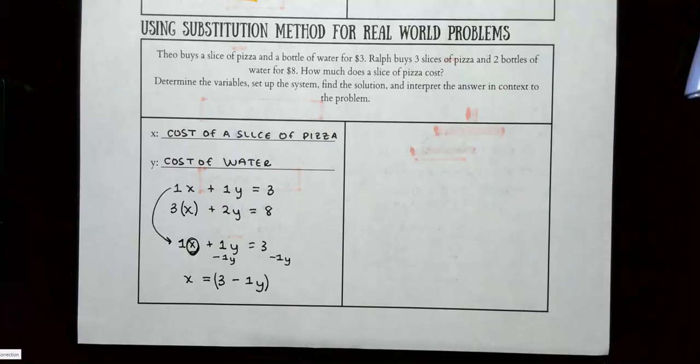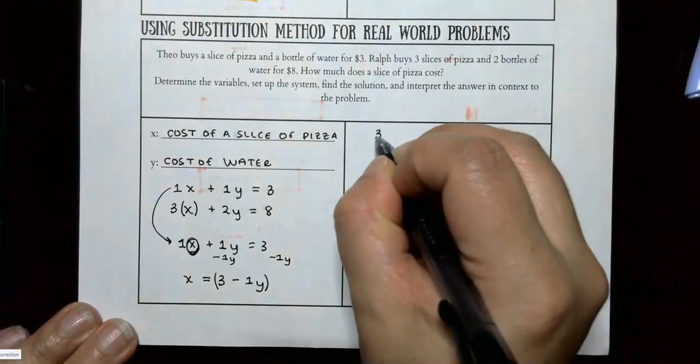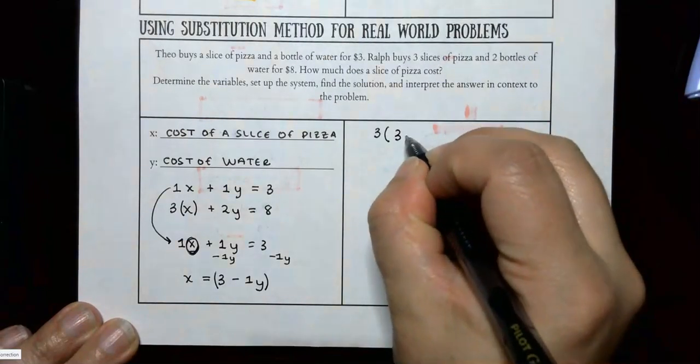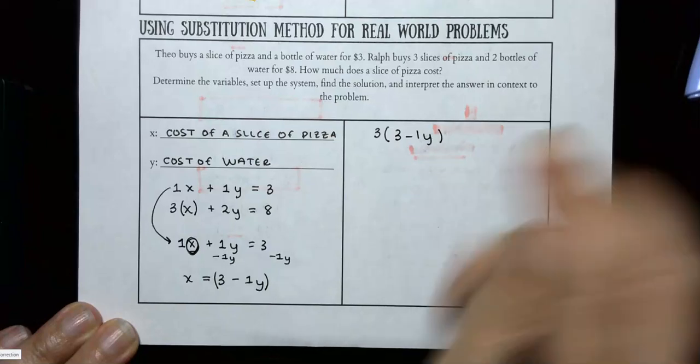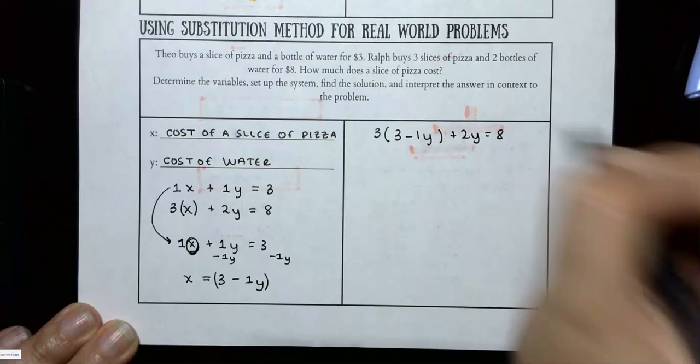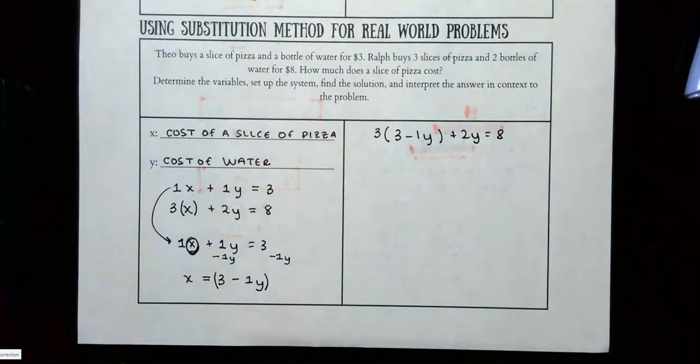And so let's go ahead and set it up. So we're going to say 3 times x is equal to 3 minus 1y plus 2y is equal to 8. So by plugging in and replacing and substituting the x in the second equation, we no longer have x's, nothing but y's. So that means we're going to solve for y.